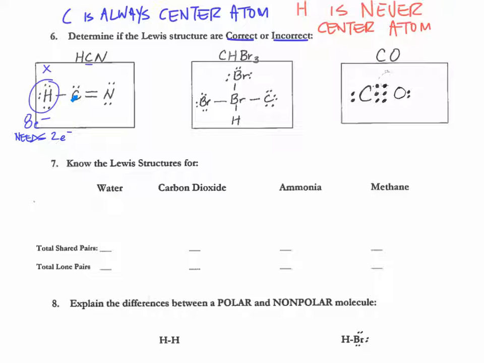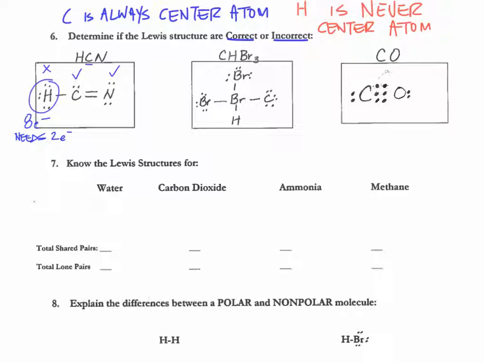Carbon has a pair here, so that's 2, plus these 2 is 4, plus this double bond, which is another 4. Carbon has 8. Carbon's good. Nitrogen needs 8 as well, so here's 2, 4, 6, 8. Nitrogen has 8. It's good.